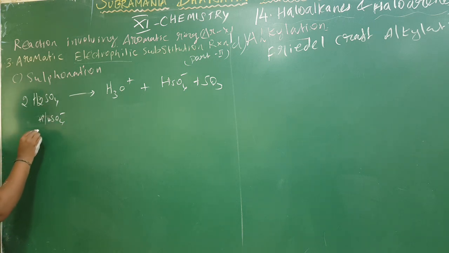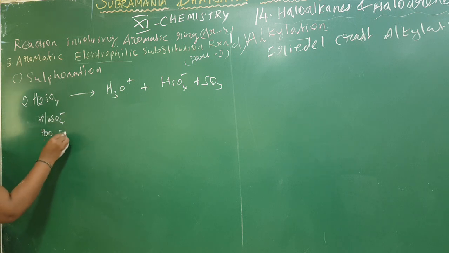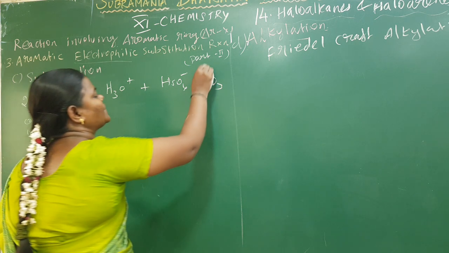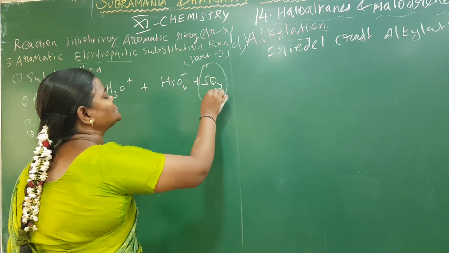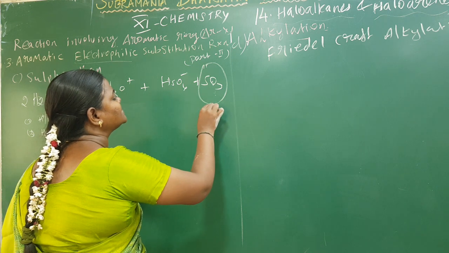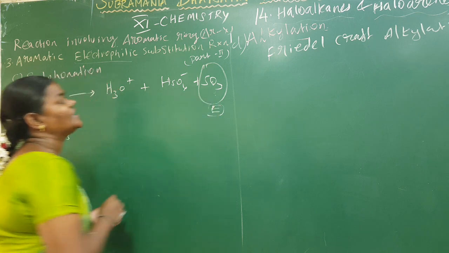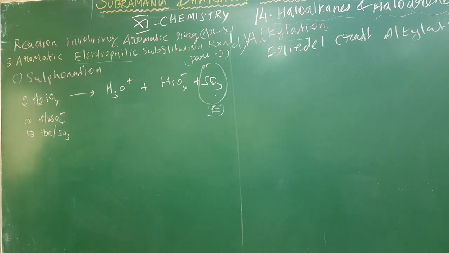How do we get this twice? The first molecule we take like this. The second molecule we separate into H2O and SO3. First compound and second compound. This is the mechanism for electrophilic substitution reaction. So how can you form the electrophile SO3? This is attacked by the aromatic group. So it is our electrophile. It is not SO3H, only SO3.